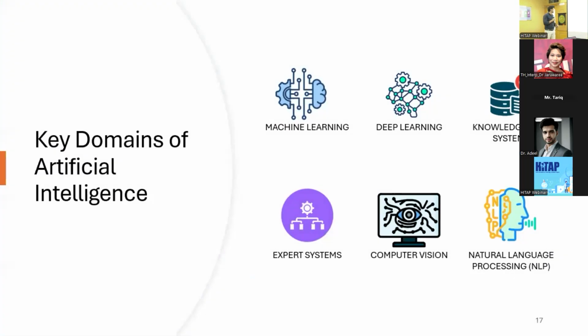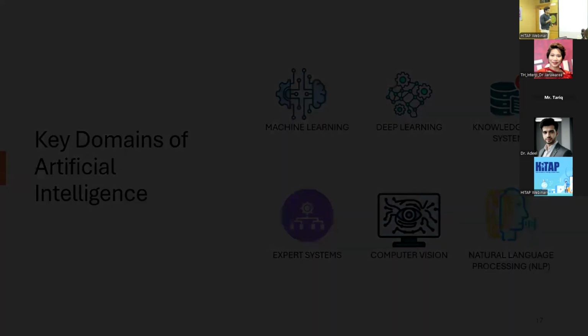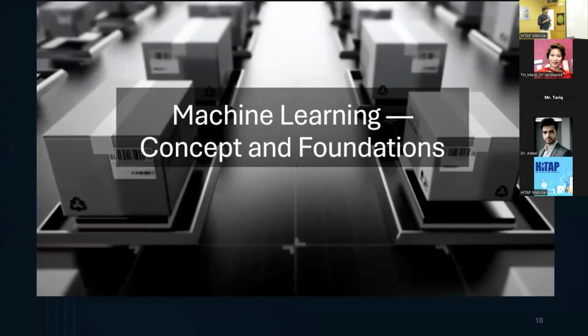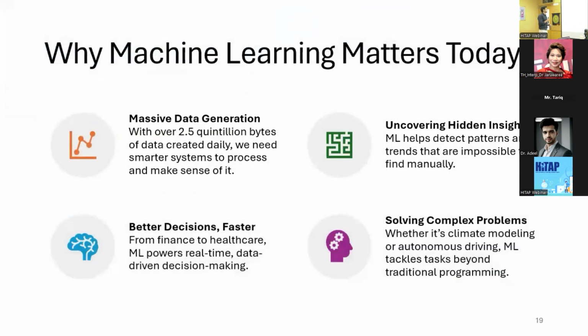Now let's discuss some key domains of artificial intelligence. They include machine learning, deep learning, knowledge-based systems, expert systems, computer vision, and natural language processing, also called NLP. Now let's discuss the key domain of artificial intelligence, which is machine learning. Don't get confused. Machine learning is just a domain of artificial intelligence. You can say that this is just one part of artificial intelligence, but in today's session, we will just explore machine learning.